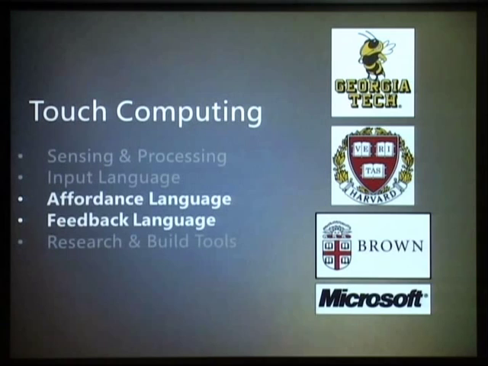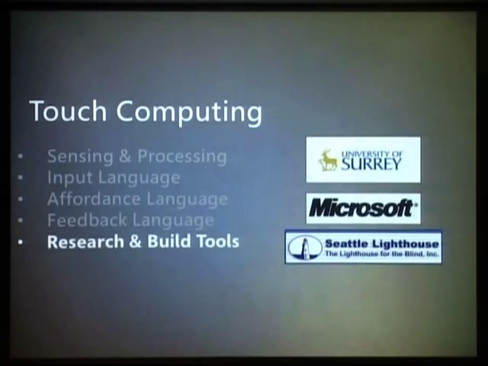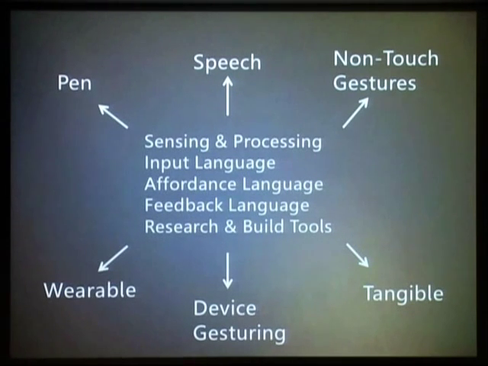So, in addition to iterating on the feedback and affordance languages with collaborators at these institutions, continuing to build particular tools to find applications for these technologies is the opportunity that we have as researchers, and the opportunity that I hope to avail myself of with partners at the University of Surrey, at Microsoft, and recently at the Seattle Lighthouse for the Blind. Continuing past touch interfaces, taking this 5-pronged approach to other user interface technologies will allow us to realize their potential.